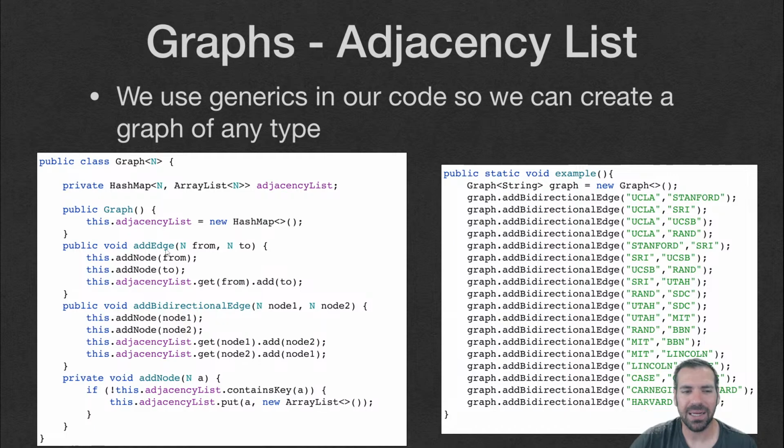We also have an add edge method. You shouldn't call this one. If you see this code in the repo where we're only adding the edge in one direction, then don't call that one. Don't use it.